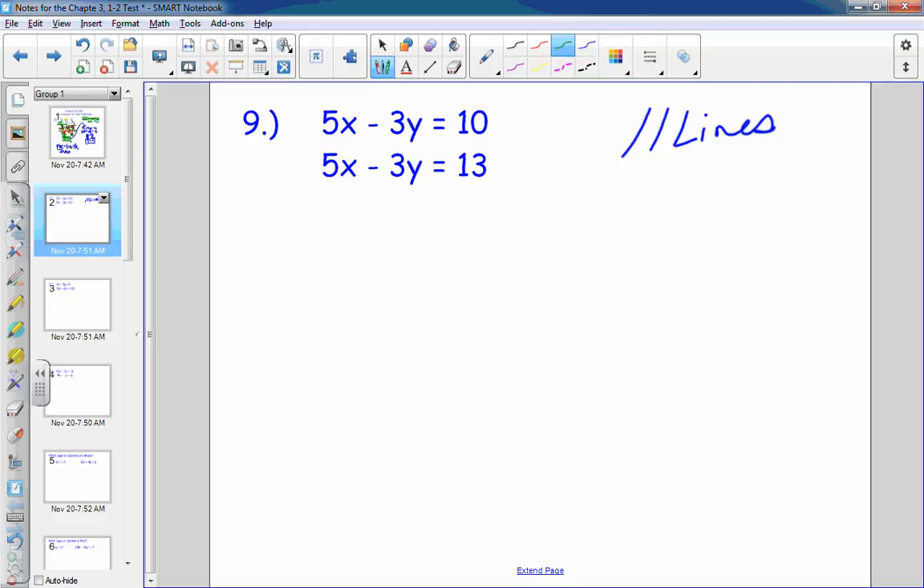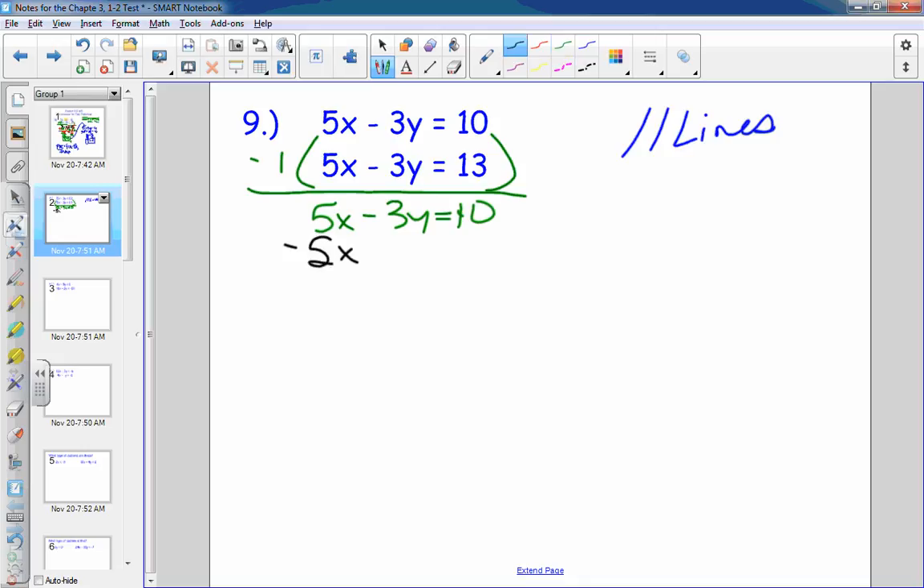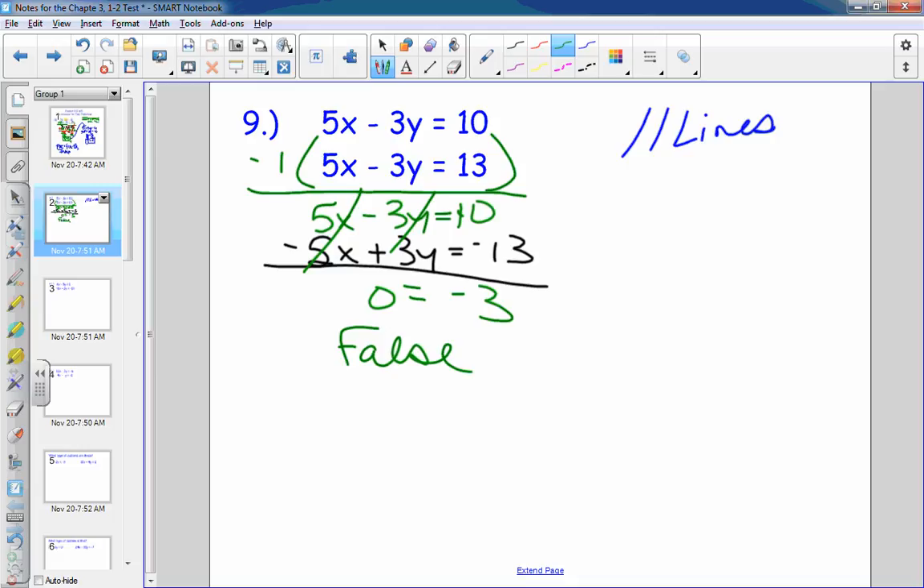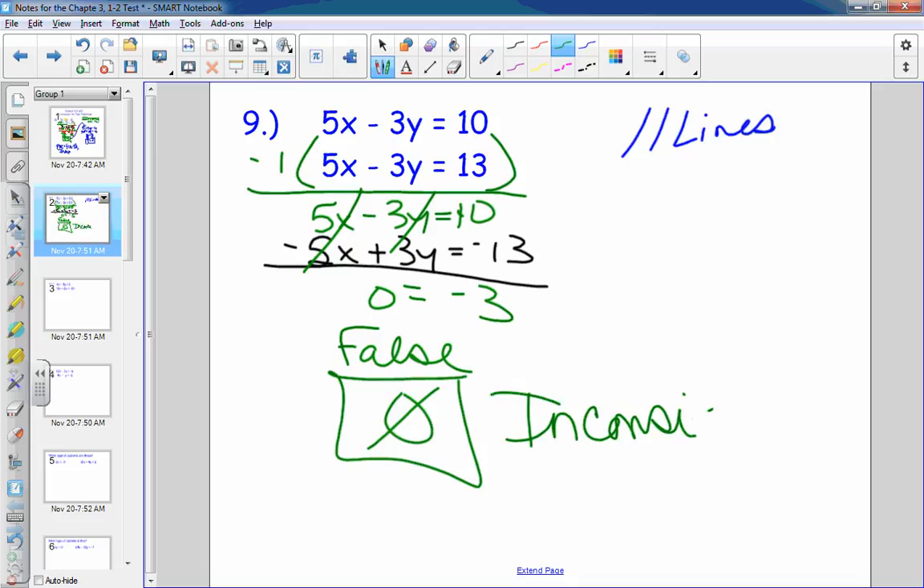How do I prove this? Just multiply this bottom one by negative 1, drop down the top, distribute the bottom, and what you're going to get when you add straight down is 0 is equal to negative 3. This gives you a false statement. Since it is a false statement, this means that there is no point of intersection and that they are parallel lines, meaning they are an inconsistent system. Okay?